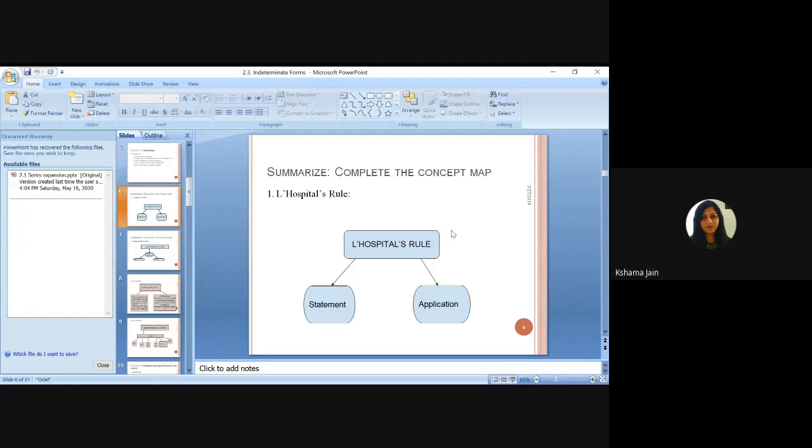Then how do we find the finite limit? There is one method to solve those kinds of problems, that is called L'Hospital's rule.